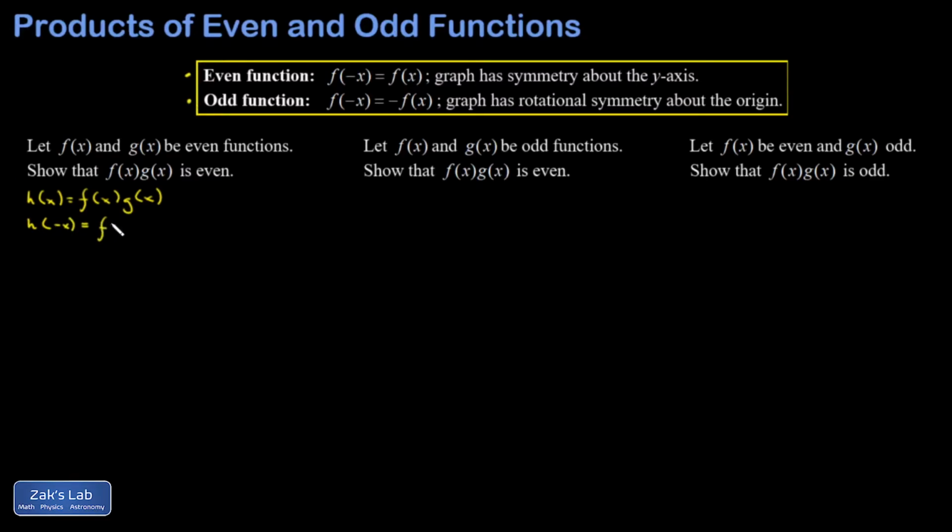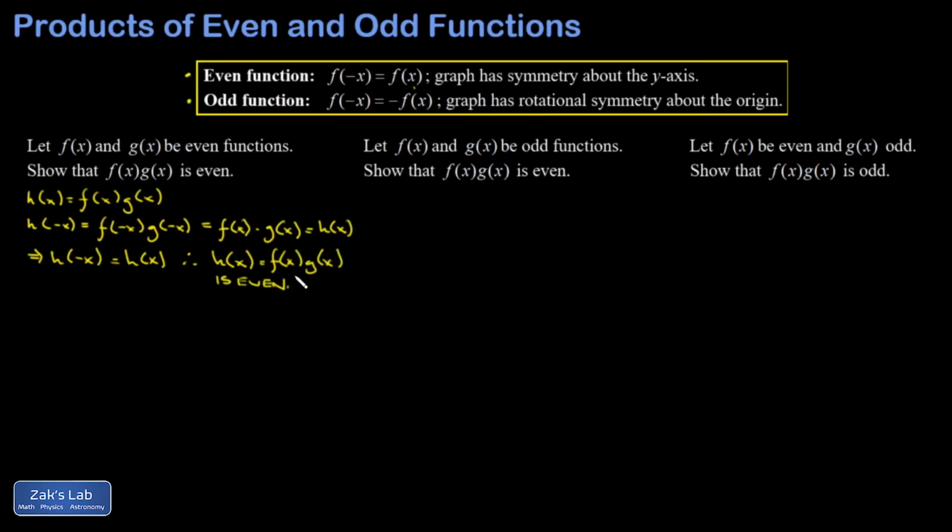Well, h of negative x is f of negative x times g of negative x. But f is an even function by assumption, so f of negative x is equal to f of x. G is also even, so g of negative x is equal to g of x. And f of x times g of x, well, that's the original function h. So I've just shown that h of negative x is equal to h of x. Therefore, h of x, in other words, the product of f and g, is also an even function.